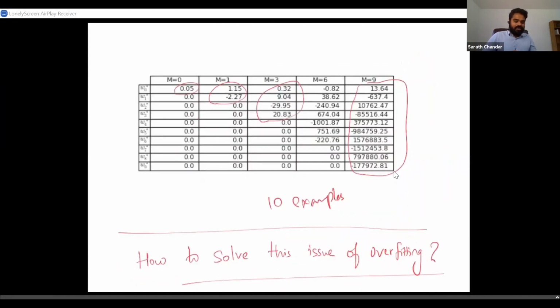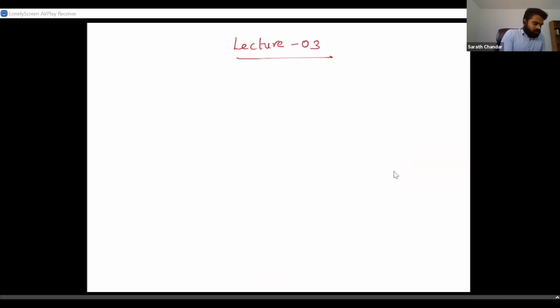Now, that is not what is happening in reality. What happens in reality is, as you keep increasing the degree, in the m equal to 9 case, you have 10 parameters and there are only 10 examples. So these parameters are heavily tuned for these examples. So we stopped here with the question of how to solve this problem of overfitting. Okay, so that is a quick summary. Now let's start from where we left off. So how to solve this issue of overfitting?